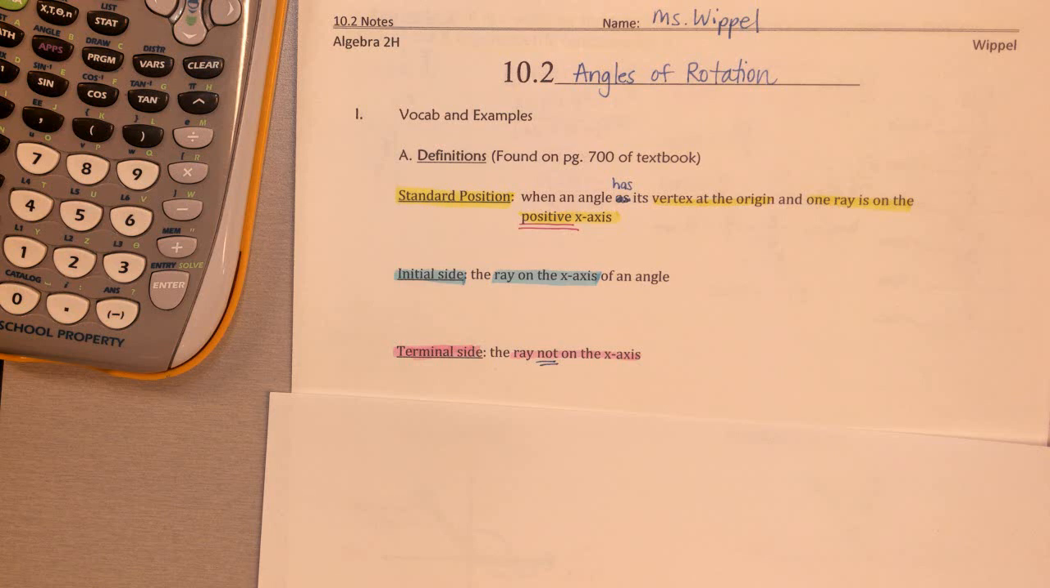The first thing is standard position. An angle's in standard position when the vertex is at the origin and you have a ray on the positive x-axis. Do you guys remember what a ray is from geometry? How would you describe a ray? Yeah, one side has the arrow on it, the other side is a point.